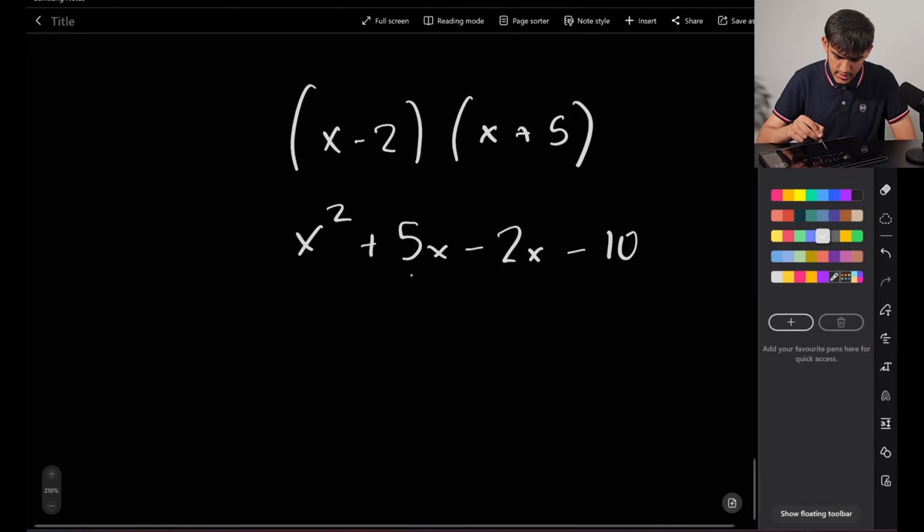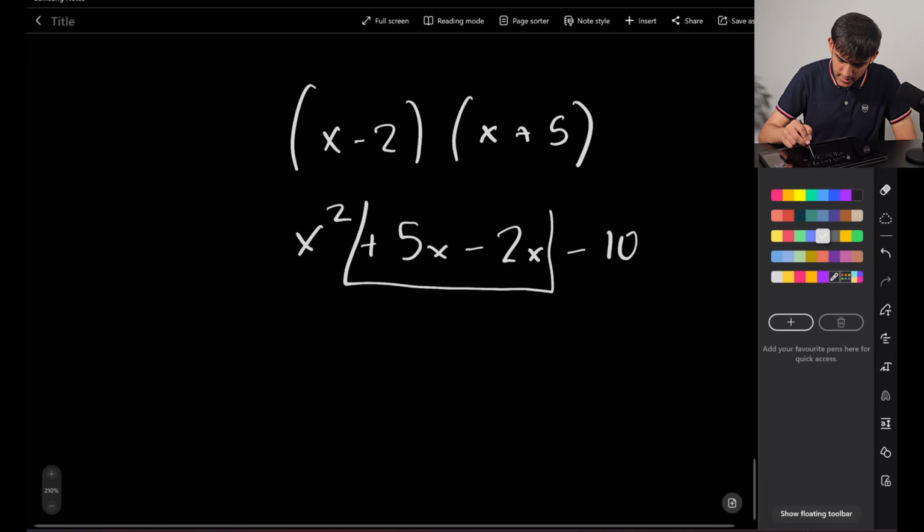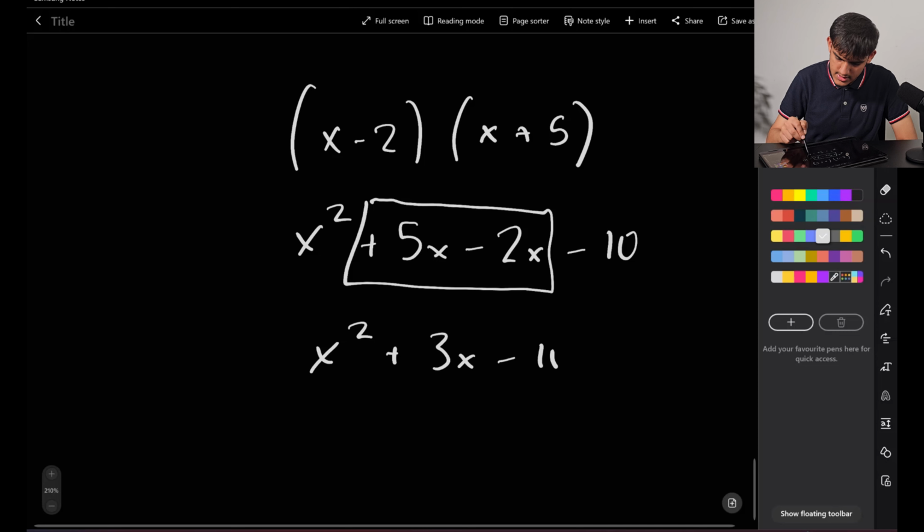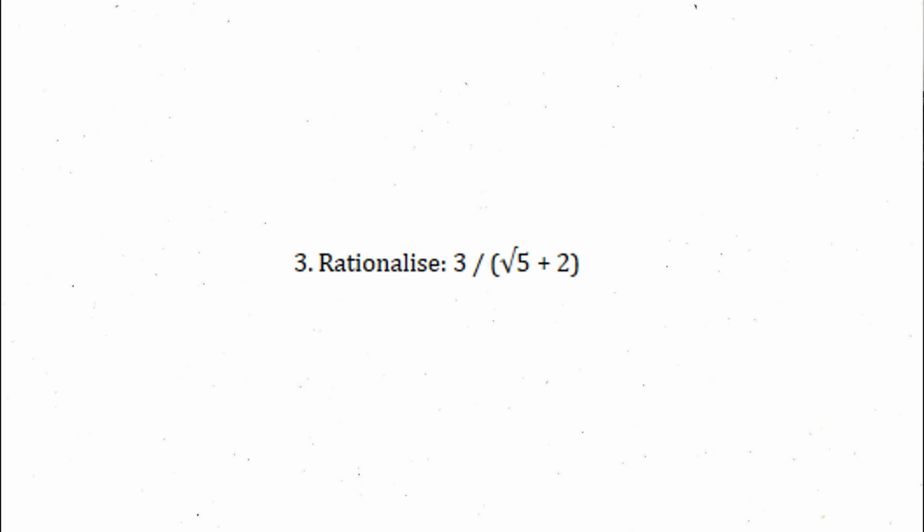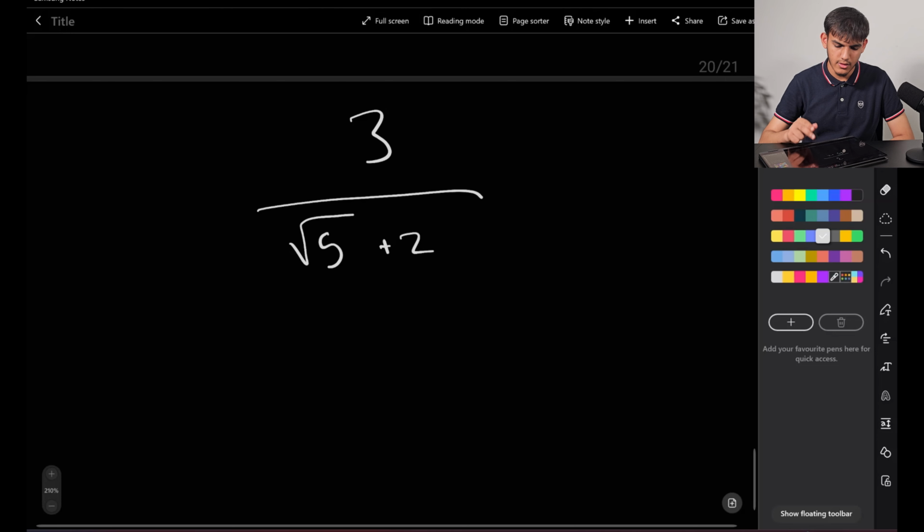Now what we have to do is we have to simplify it. So we can see here that plus 5x and minus 2x are like terms. So it's essentially just 5 minus 2. So what you're going to get is x squared plus 3x minus 10. And there we go. We've expanded it and we simplified it. So question 3 asks us to rationalize the denominator where we have 3 over root 5 plus 2.